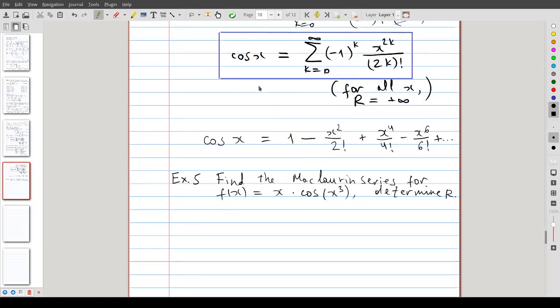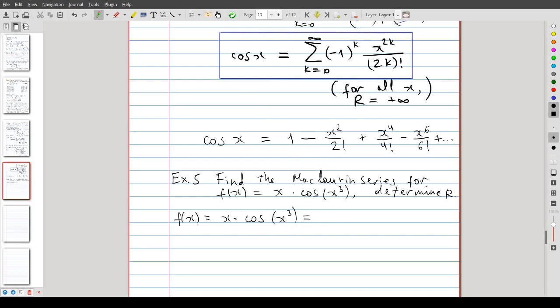So we know that this is the Maclaurin series for cosine. It converges for all x, therefore the radius of convergence is infinite. Here's how we're going to use it here. Because f of x is x times cosine of x cubed, we can use the expression for cosine x by replacing x with x cubed in it.